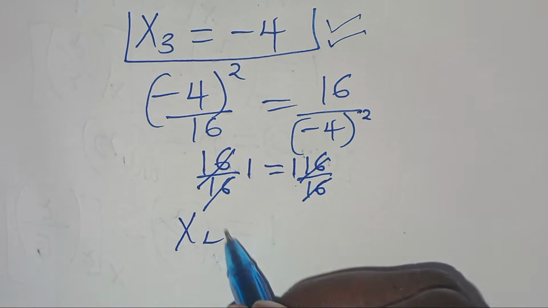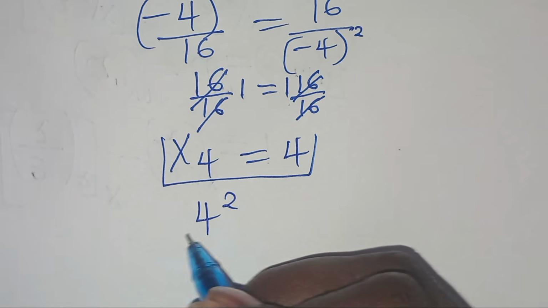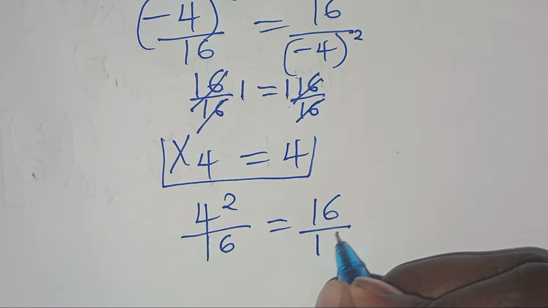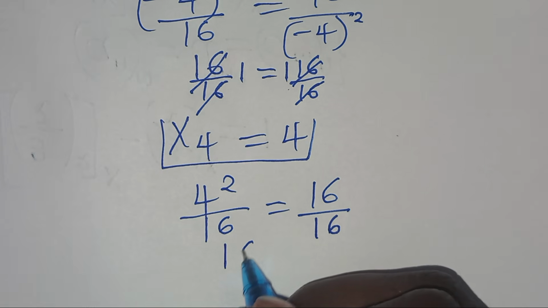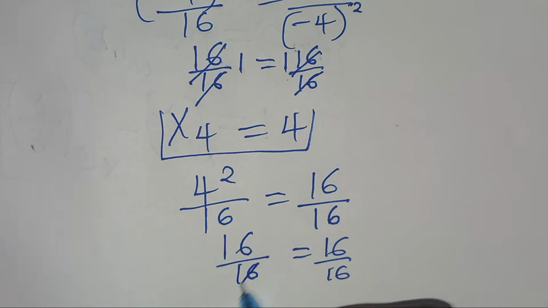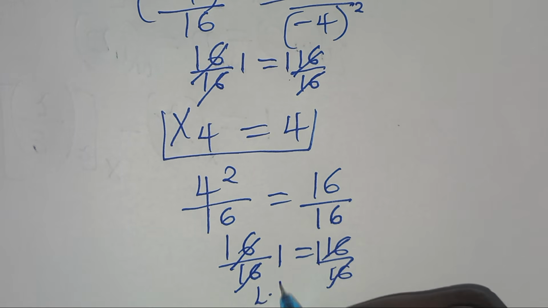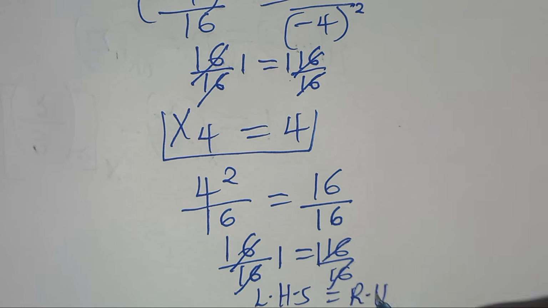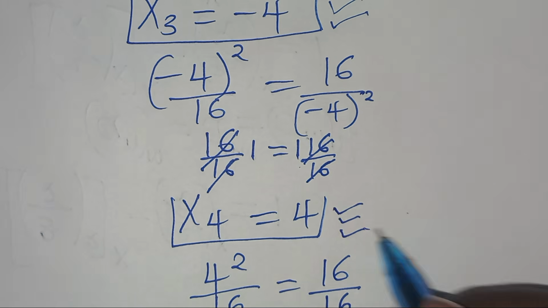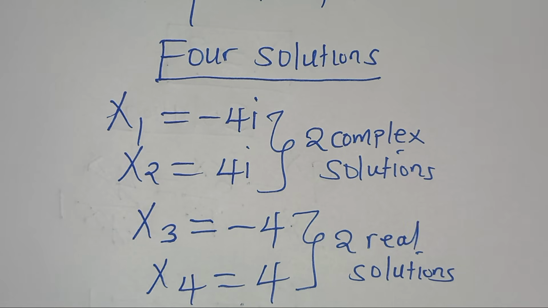Now let's check x4, which is equal to 4. This means we have 4 to the power of 2 divided by 16, equal to 16 divided by 4 to the power of 2. So again, here we have 16 over 16, equal to 16 over 16. If we simplify, we have 1 on the left hand side, and on the right hand side we have also 1. So the left hand side is equal to the right hand side, and this proves that x4, which is equal to 4, also satisfies the equation. So this implies that the four solutions satisfy the equation.